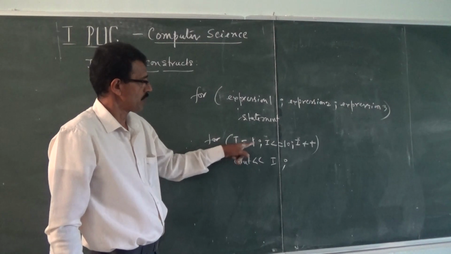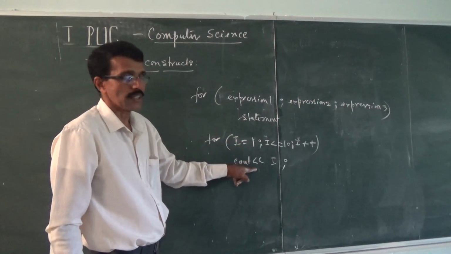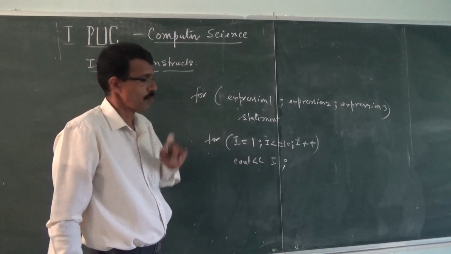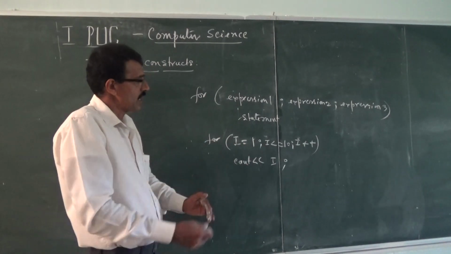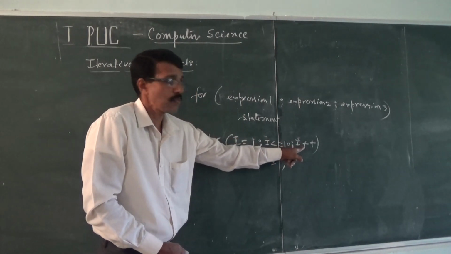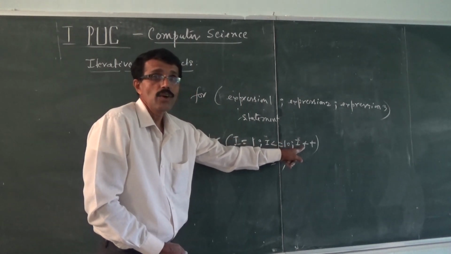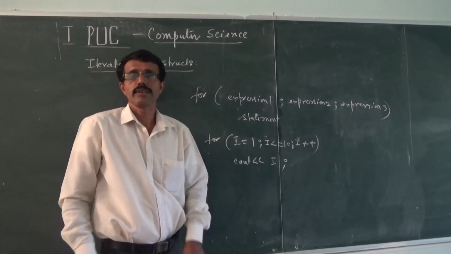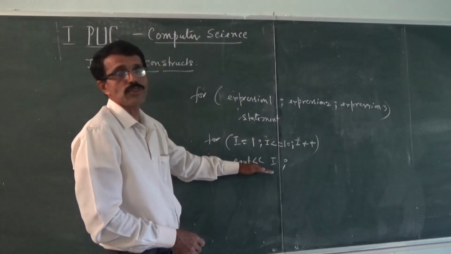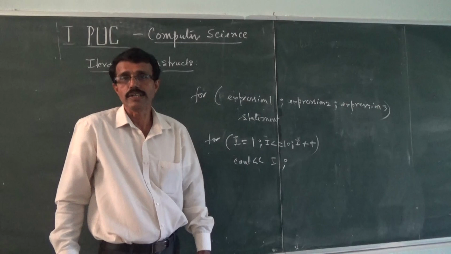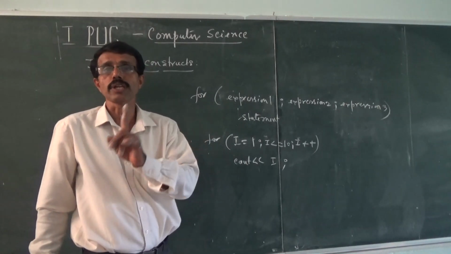I is equal to 1. When I is equal to 1, it does this job. Immediately, the I value is raised by 1, I is equal to I plus 1. Once again, it tests whether I is less than or equal to 10. Yes, then once again the same process. So this process will be repeatedly done from 1 to 10 times.